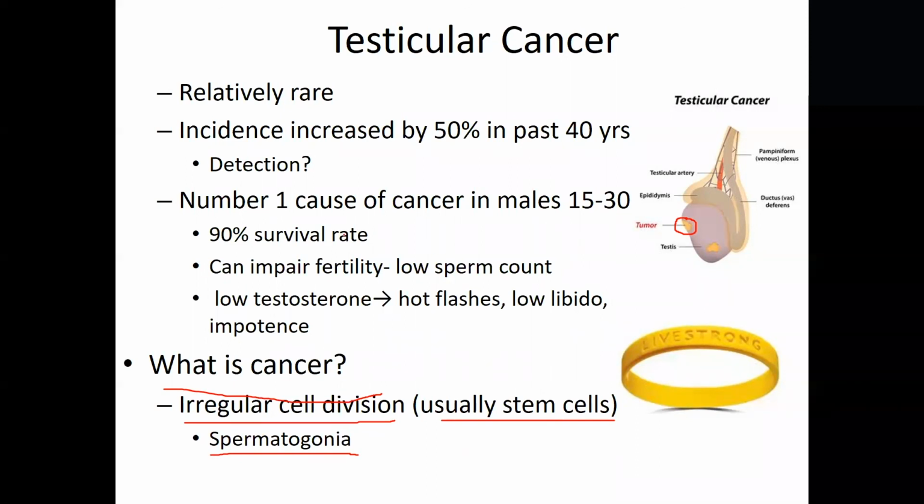Again, this is a rare disease, but it is the number one cause of cancer in males ages 15 to 30. So this is, in fact, a young man's disease. Survival rate is pretty good. What is usually done as treatment is the afflicted testicle is simply removed. Usually it's just one and not both. So that can impair fertility. You're down a testicle, so that is going to lower your sperm producing capability.